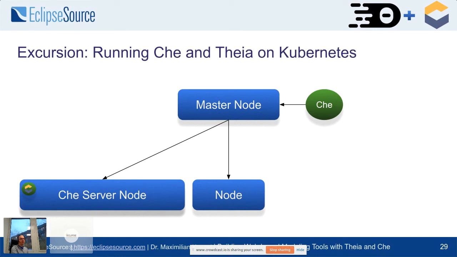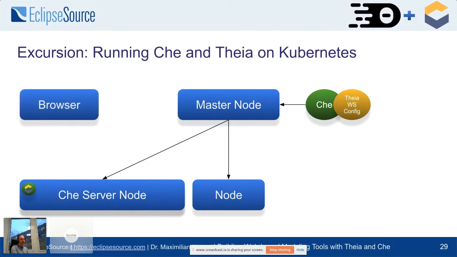Whenever a user wants to use this particular Che instance, they connect to the Che server node. In addition, I can have another pod configuration that is basically the Theia workspace configuration of Che. If a user comes along with a browser, they go to the Che server node and ask it to get a Theia workspace. Che will then go to the master node of Kubernetes and ask it to deploy this Theia workspace config on an available node. In the end, the user will work on that node until the user doesn't use the workspace anymore and the node can be deprovisioned.